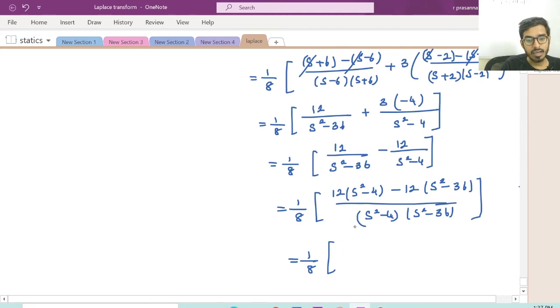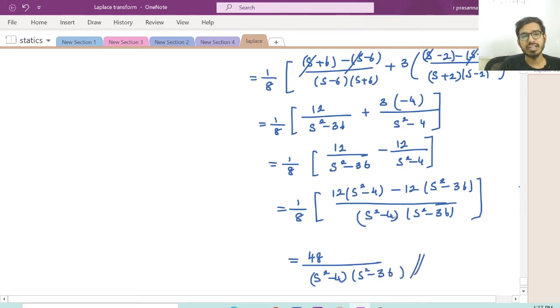After simplifying, I'll just directly write down the answer. You will be having the answer as 48 divided by s square minus 4 square. You keep the denominator as it is. You multiply this by 12s square, and it gets cancelled. You'll be having 12 into minus 4, so 12 into minus 4 is minus 48. So minus 48 plus this divided by 8, you'll be having this as 48 divided by s square minus 4 into s square minus 4.